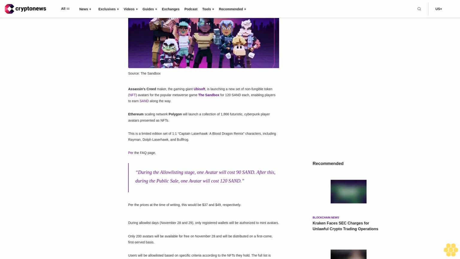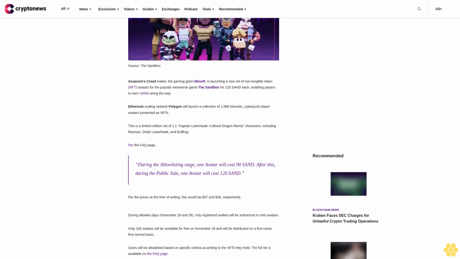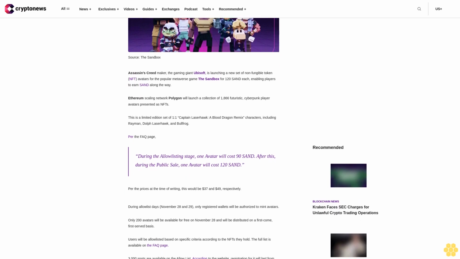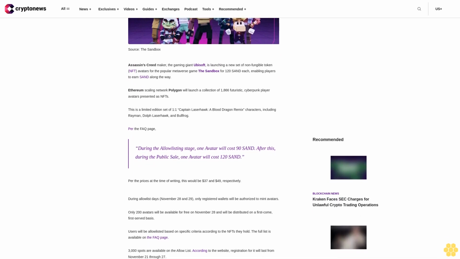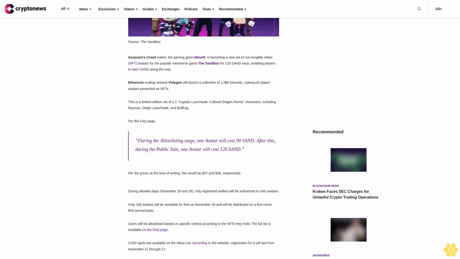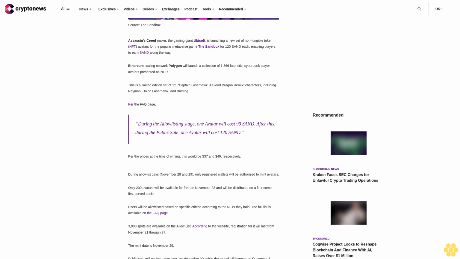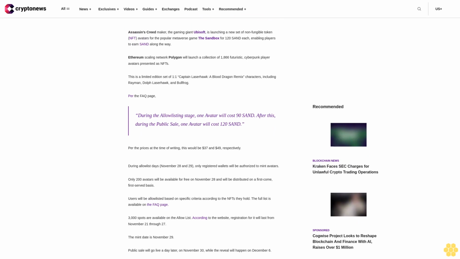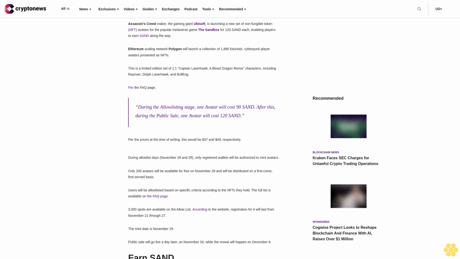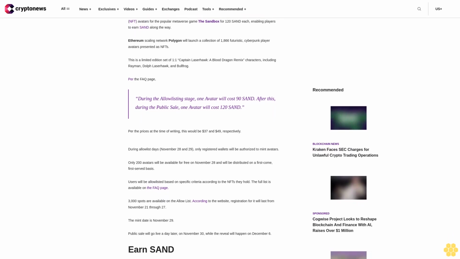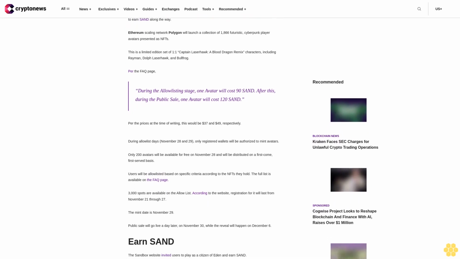This is a limited edition set of one-of-one Captain Laserhawk: Blood Dragon Remix characters, including Rayman, Dolph Laserhawk, and Bullfrog. Per the FAQ page, during the allowlisting stage, one avatar will cost 90 SAND. After this, during the public sale, one avatar will cost 120 SAND. Per the prices at the time of writing, this would be $37 and $49, respectively.